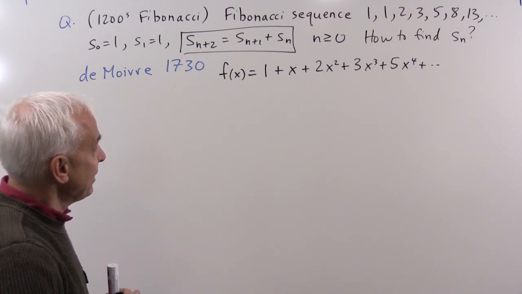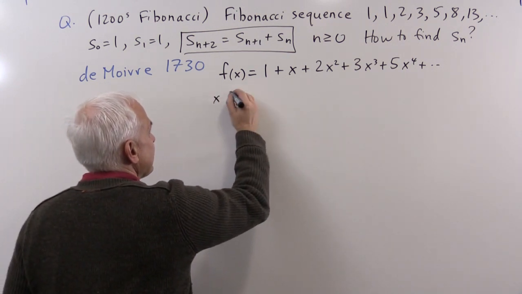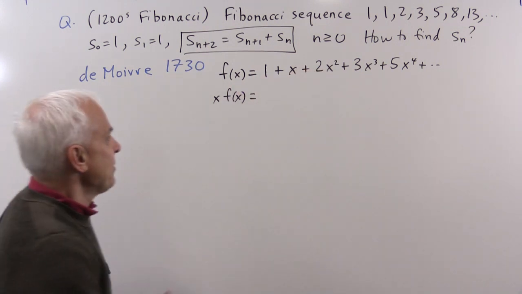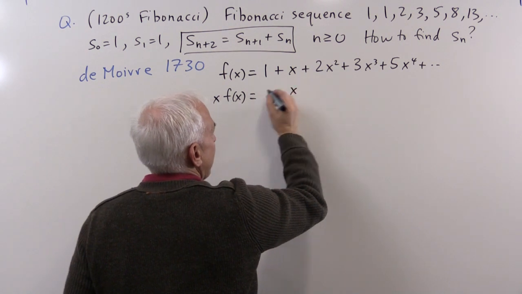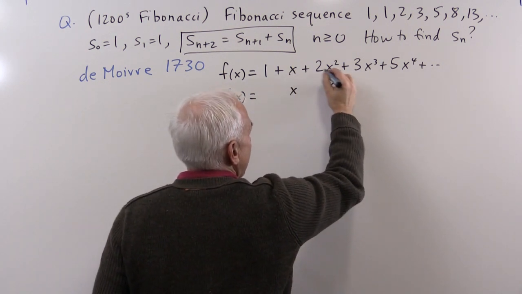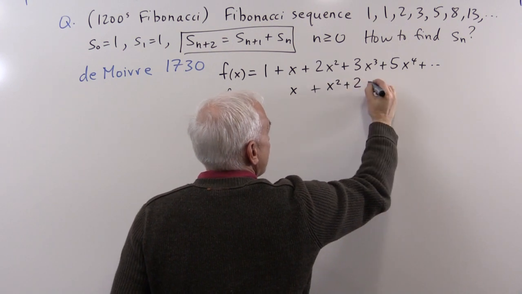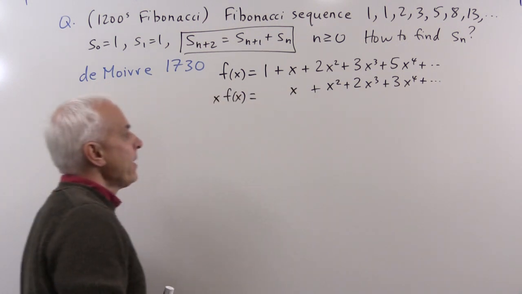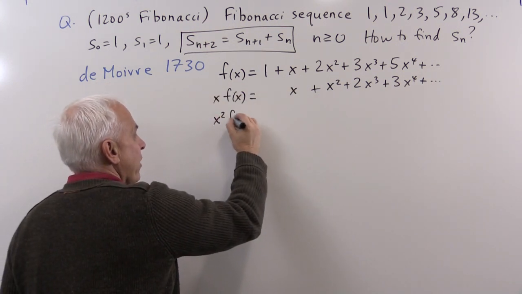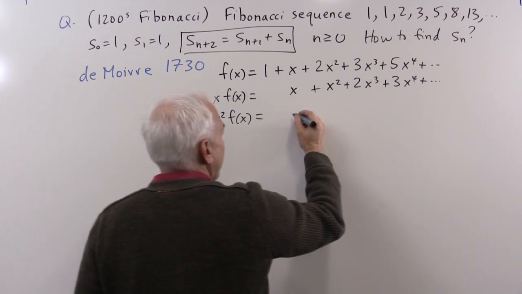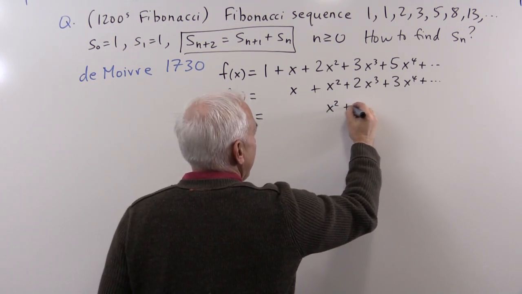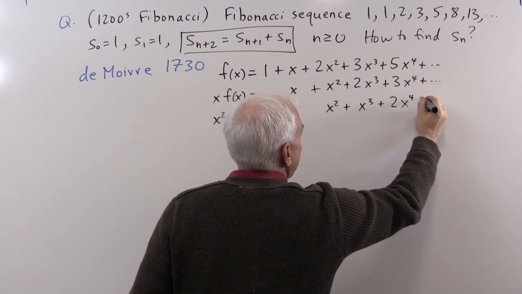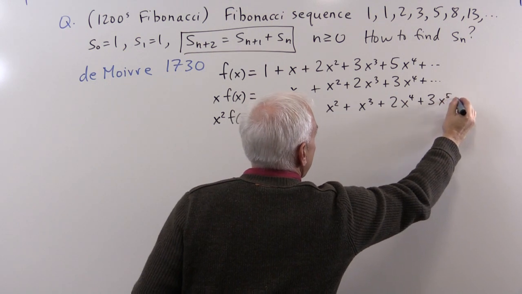So what he did was, well, he said, okay, let's look at x times f of x. If we multiply the sequence by x, then 1 times x is x, I'll write it here. The x times x is x squared. This 2x squared will become 2x cubed, and then we'll get 3x to the fourth, and so on. And if we also multiply it by x squared, then we move over 2. So we'll have a single x squared, and then an x cubed, and then 2x to the fourth, and then 3x to the fifth, and so on.